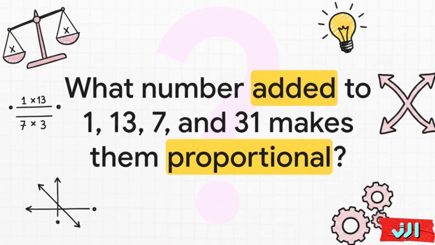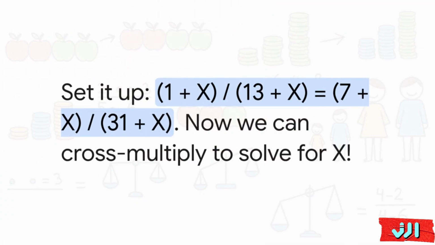Ooh, okay, now this is a fun one. This is a great little challenge problem. We're not just looking for a missing number in a set. We're looking for one single mystery number that we can add to all four of these to make the new set proportional. Now, I know what you're thinking. That looks kinda messy, right? A little intimidating, but don't let it fool you. The logic is exactly what we've been doing.